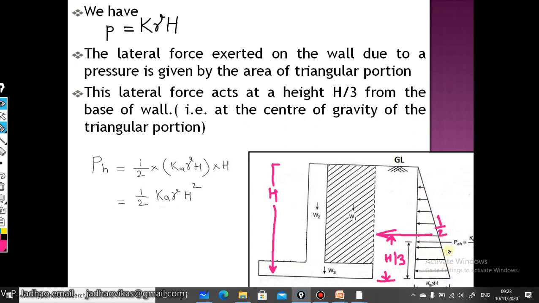The magnitude of the force is the area of this triangular portion. We have top 0, therefore the area is half base into height, where the base is Ka into gamma into h, and the height is capital H. Therefore this will be equal to half into Ka gamma h square. So this is how the lateral pressure will act on this retaining wall.